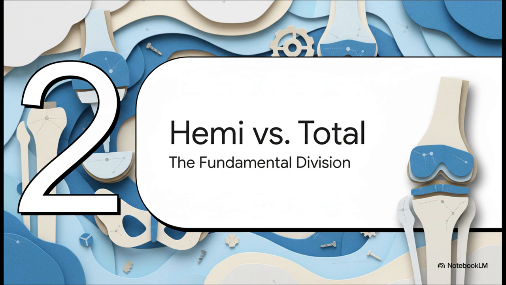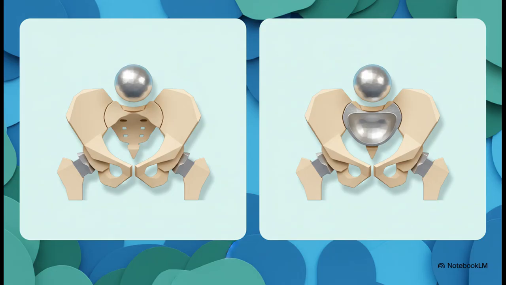Okay, so once the decision for surgery is made, what's the first major fork in the road? Well, it's all about how much of the joint we actually need to replace. And that brings us to this fundamental split between a hemiarthroplasty and a total arthroplasty. And this really breaks it down for us. In a hemiarthroplasty, hemi meaning half, we're just replacing one side of the joint. The classic example is replacing only the femoral head after a hip fracture. In a total joint arthroplasty, as the name implies, we're replacing both sides of the articulation, so both the ball and the socket.